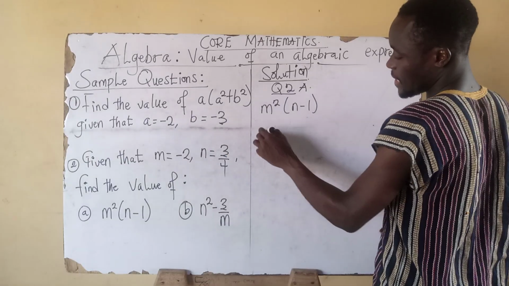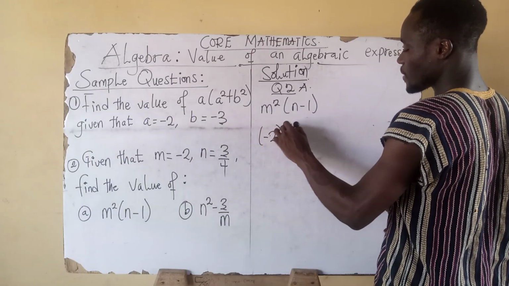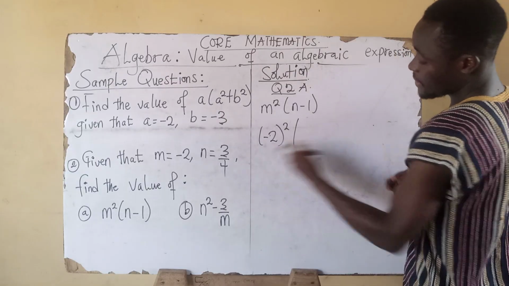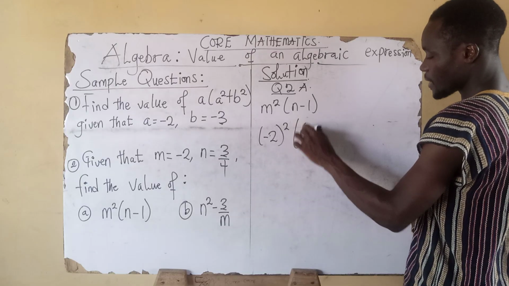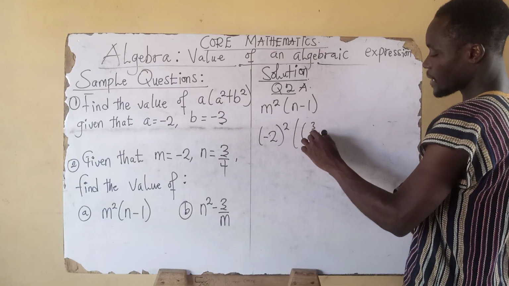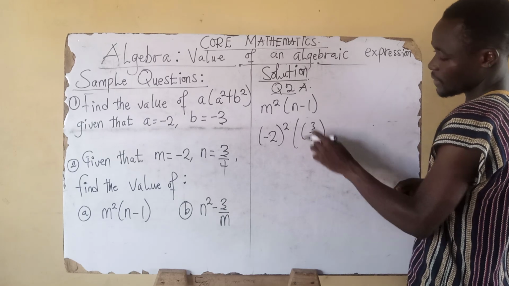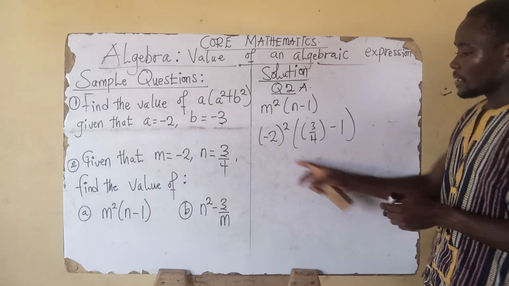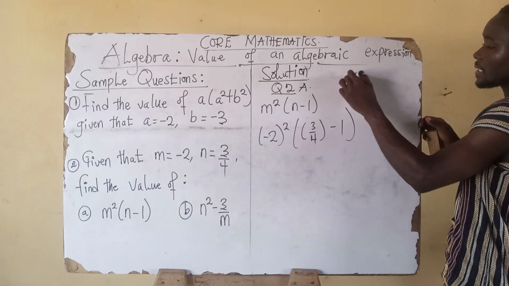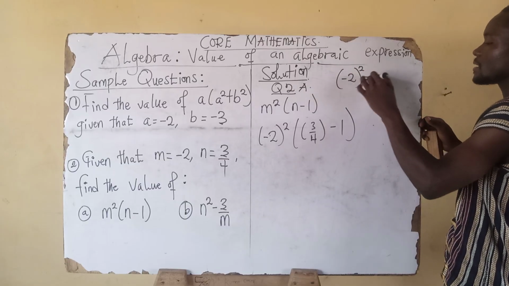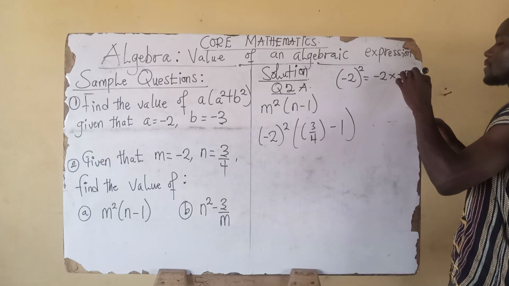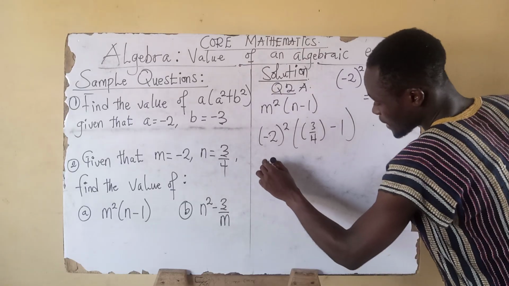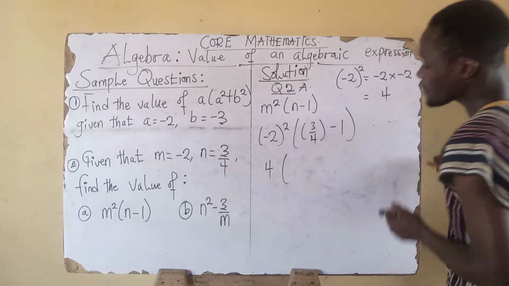M is negative 2, so I have negative 2 all squared, bracket open. N is that, so I'll open my small bracket, which is 3 out of 4, minus 1. So this is what I have. Now dealing with the bracket here, you know that negative 2 all power 2 is the same as negative 2 multiplying negative 2. And this we are going to get what? Positive 4. So here we are getting positive 4, the bracket open.